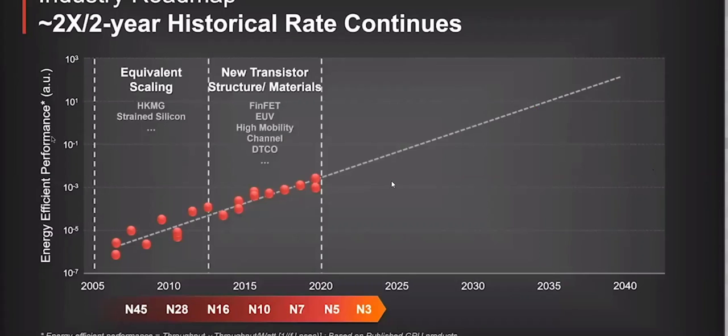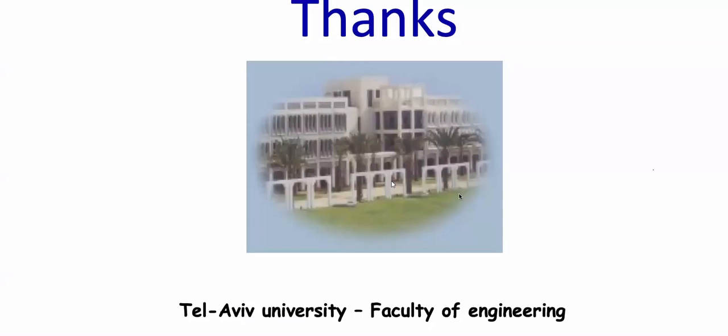So industry roadmap, what is the future? Energy efficient performance. Until 2012, we used what we call equivalent scaling, high K metal gate or strained silicon. Today, we use FinFETs, enhanced UV, extreme UV lithography, high mobility devices, and DTCO concept. So where shall we go? We hope that we keep going to 2040 and design 100 times better performance systems. This is wishful thinking. And with this slide, this is the end of my talk.